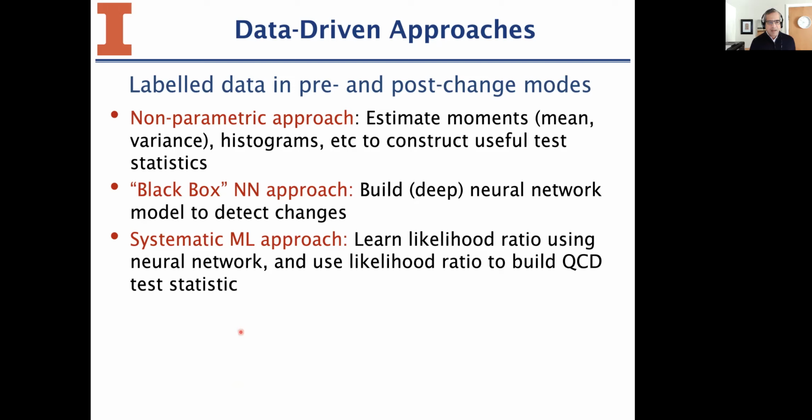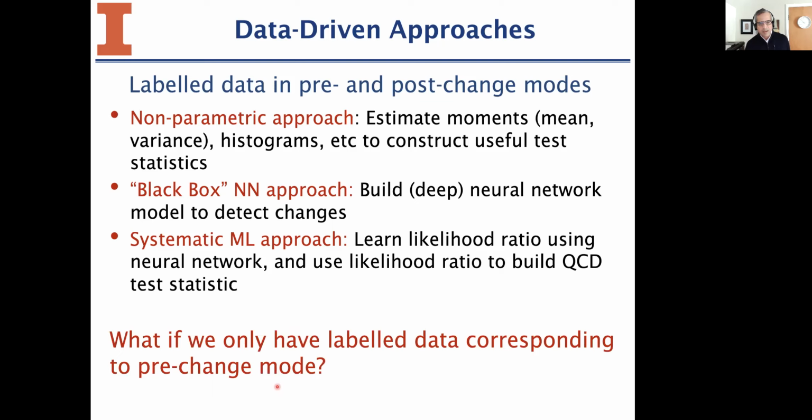A more systematic approach was suggested by Moustakides recently, and that is to try and learn the likelihood ratio using a neural network or a deep neural network, and then use that learned likelihood ratio to build something like your QCD statistic that you would develop if you knew the distributions. Something maybe say a CUSUM type test. But of course, all of these assume that you have some data from the post-change distribution as well. And what I'm going to talk about next is what you can do if you only have labeled data corresponding to the pre-change mode.